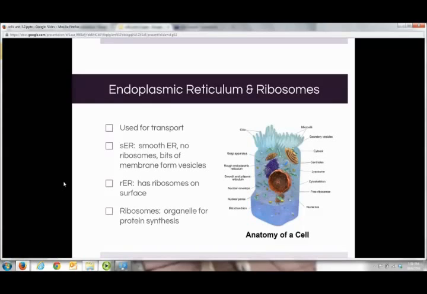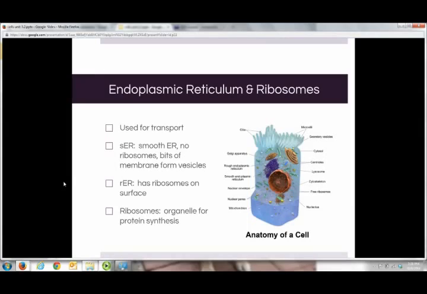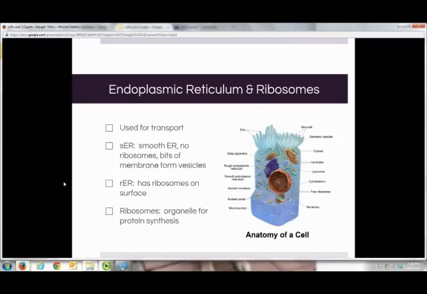The endoplasmic reticulum and ribosomes are also important. The endoplasmic reticulum is used for transport. It has two varieties, the smooth and rough endoplasmic reticulum, or ER. The SER, smooth ER, has no ribosomes on the surface, but it uses bits of the membranes to form vesicles in the cell. The rough ER has ribosomes on the surface. Ribosomes are the organelle that's used for protein synthesis.